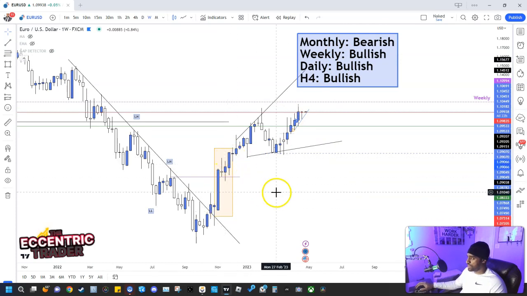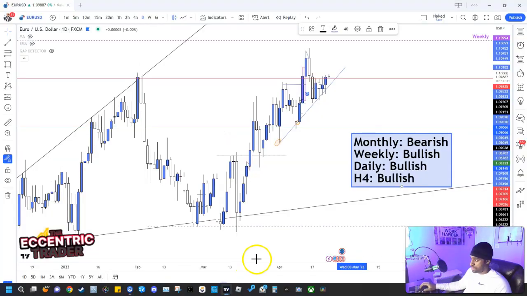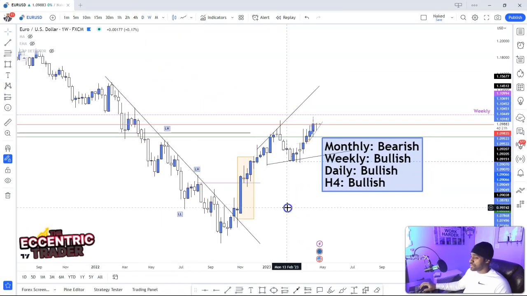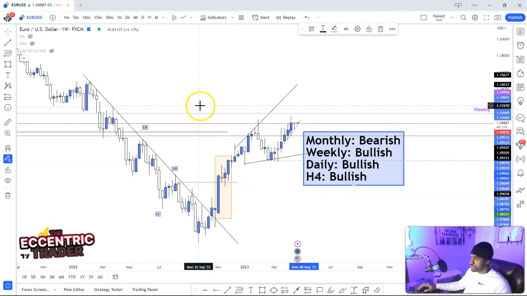After this choke right here, it became bullish. Price came up, broke out, then came back down to test newfound support. If you want to draw a zone right here, you can for the weekly. Price came up and came back down to test newfound support, but it's all good. The weekly is bullish. All right, let's go to the daily.